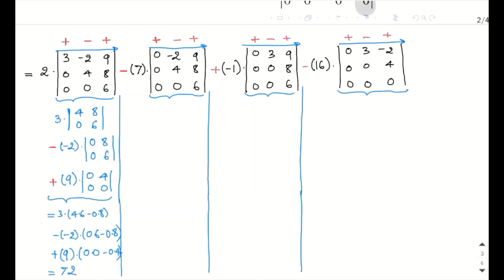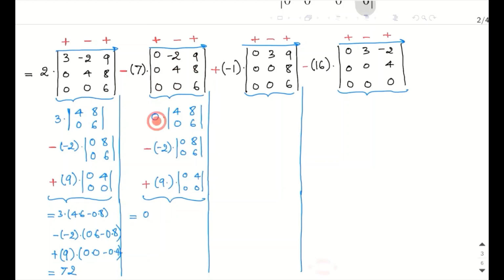Let's repeat what we did for this one, right? Then you compute this. Of course, you're going to get a bunch of zeros here. So the first one is 0 because of this. The second one, 0 times 6, 0 times 8. So the determinant is going to be 0. So you're going to get 0 as well. And then the last one is going to be 0 times 0, 0 times 4. So you're going to add 9 times 0. So that's going to be plus 0. And so you're going to get 0.